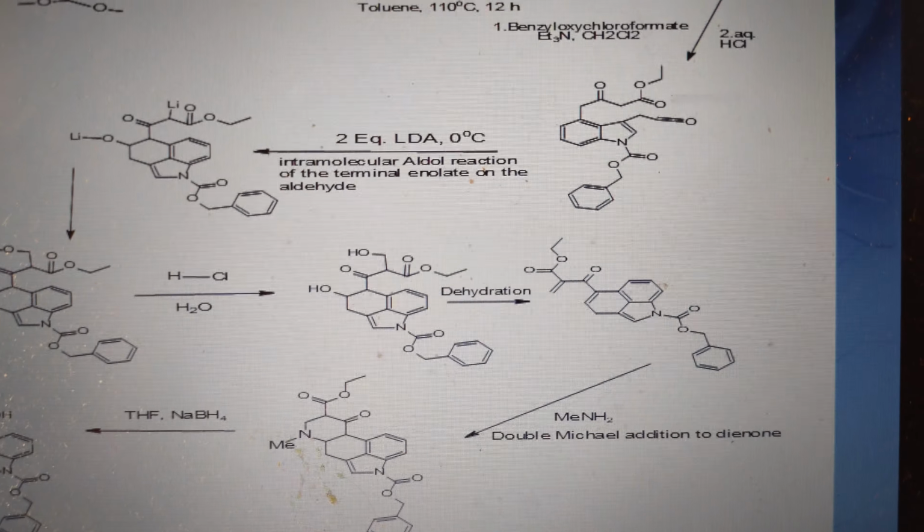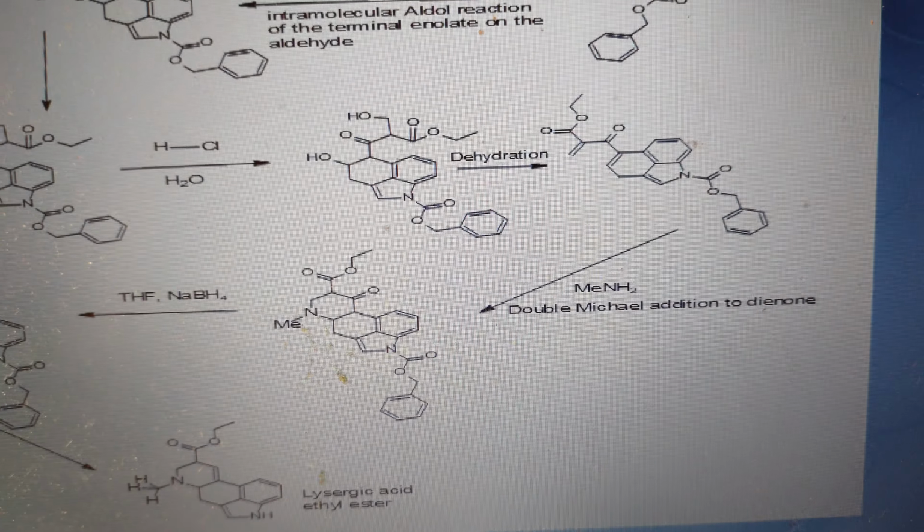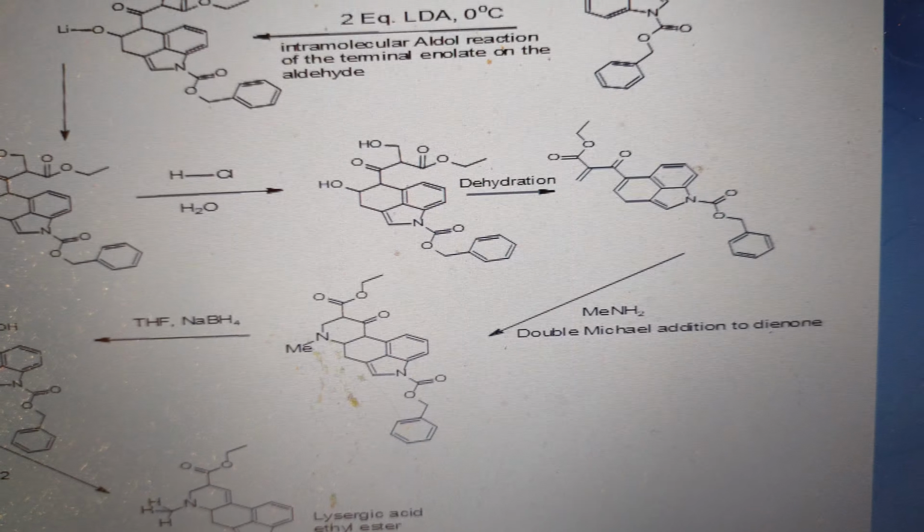Now, if you simply dehydrate with any mild acid, TFA or milder, you will get the enone system required for the next step. So one can use methylamine, in which case you get the methyl ester of lysergic acid, or you can use ammonia gas. Ammonia gas will also add in a Michael fashion. And then you generate the ring system of LSD.